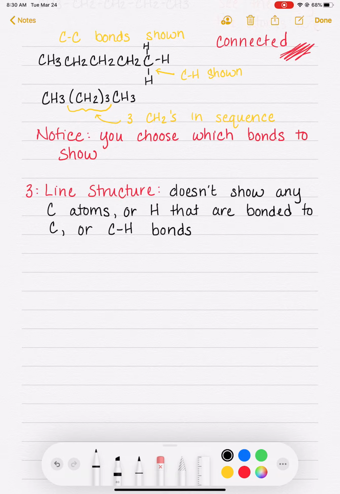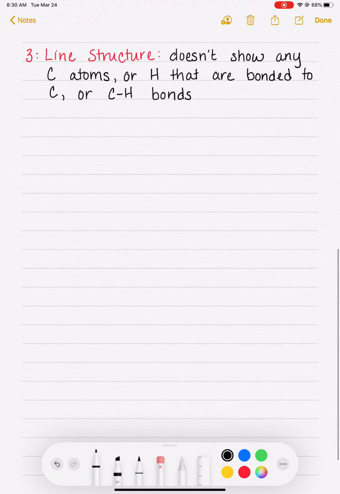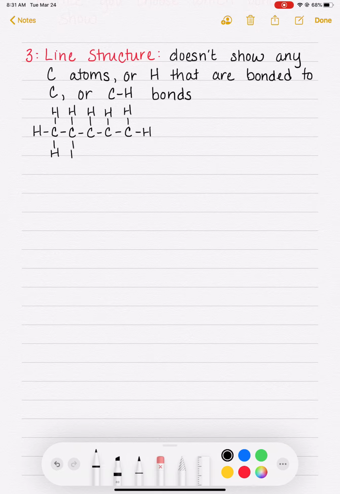To show you how to draw a line structure, I'm going to redraw that C5H12 example that we used for the Lewis structure and the condensed structure. And we are going to turn this Lewis structure into a line structure. Okay, so first thing that we're going to do is just start erasing. This says the line structure doesn't show carbons, it doesn't show hydrogens that are bonded to carbons or carbon-hydrogen bonds.